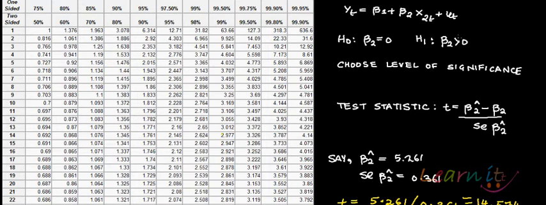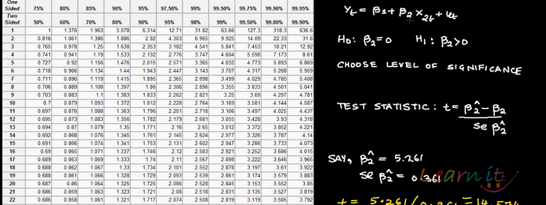What we did earlier was that we had this model y_t equals beta 1 plus beta 2 x_2t plus u_t, and we want to test whether this particular variable is significant or not. So how do we test for significance, whether this is actually affecting the model or not?